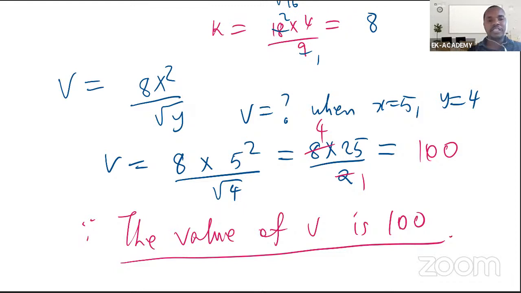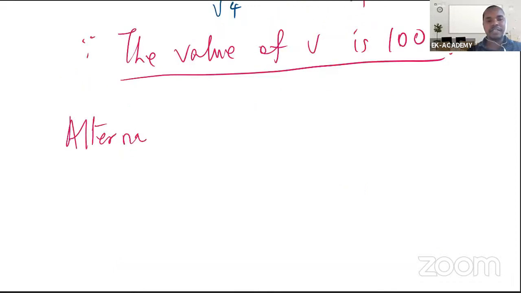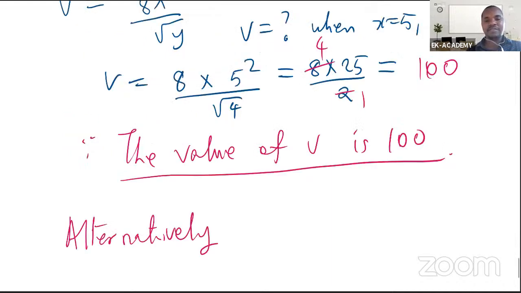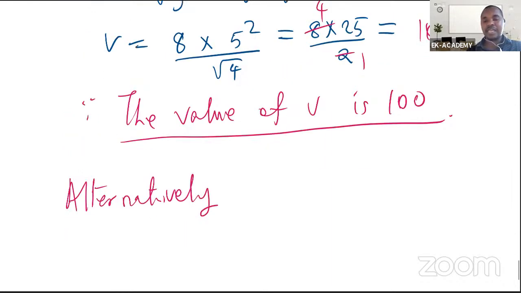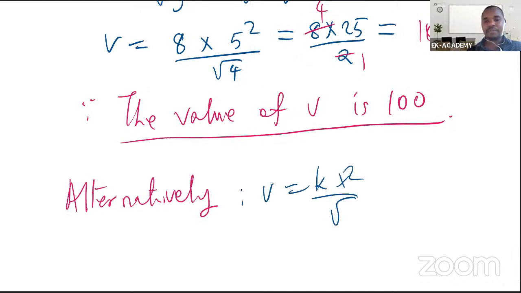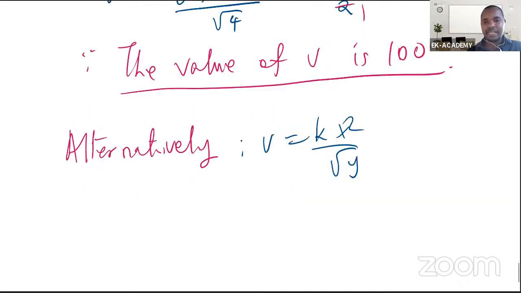I'm going to give you an alternative. At the beginning, you were given V equals K X squared over the square root of Y. So you can make K the subject. We can say K is V times the square root of Y over X squared. And now we can say that K equals V1 square root of Y1 over X1 squared, equals V2 square root of Y2 over X2 squared.